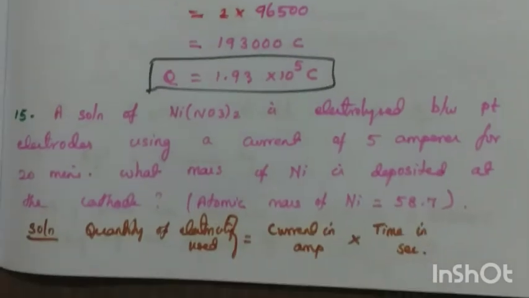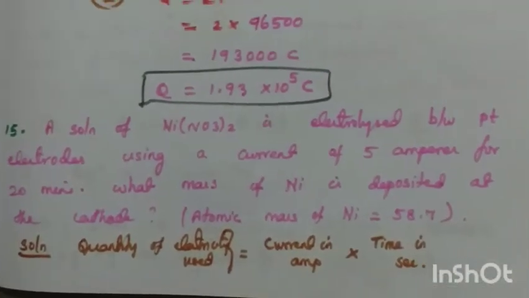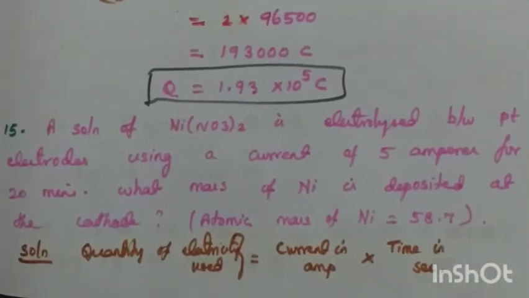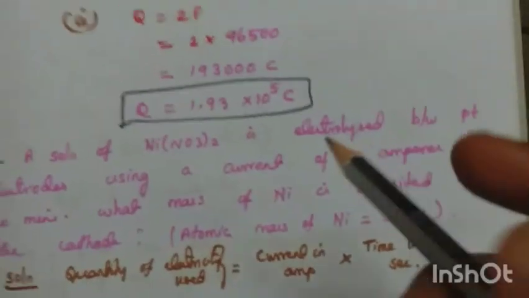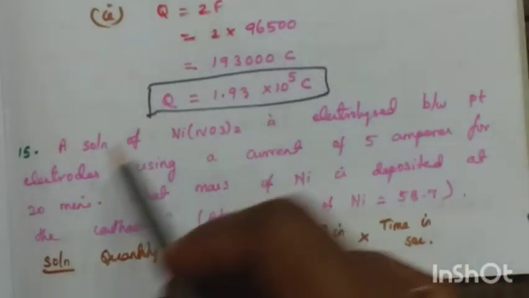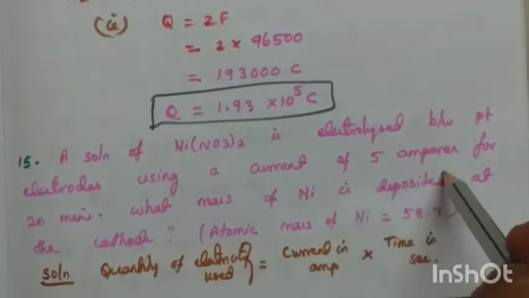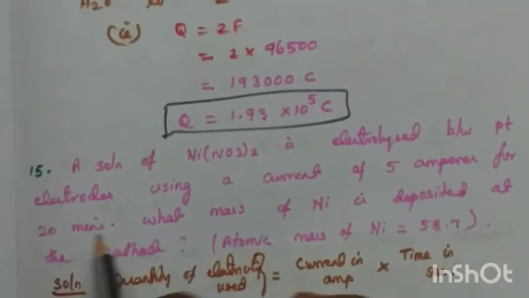So next one, the 15th problem. A solution of nickel nitrate is electrolyzed between platinum electrodes using a current of 5 ampere for 20 minutes.